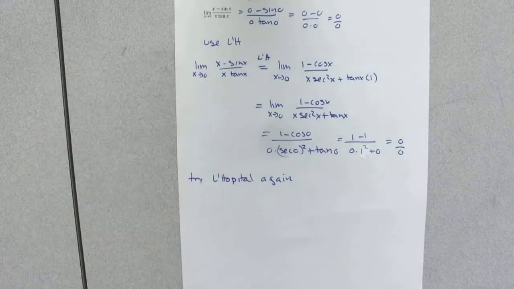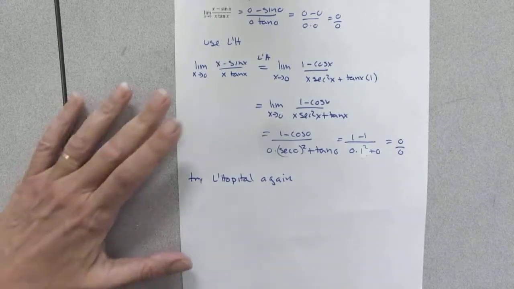Okay, picking up with this problem. We had 0 over 0 initially. We did L'Hopital's rule, remembering to use a product rule in the denominator. Can't ever forget product, quotient rule, chain rule till you're out of calculus. We still came up with 0 over 0, so we're going to try L'Hopital again.